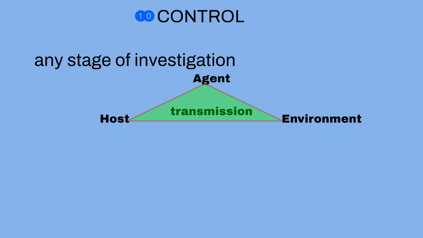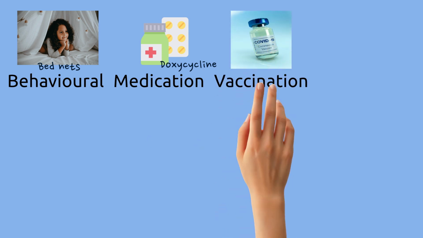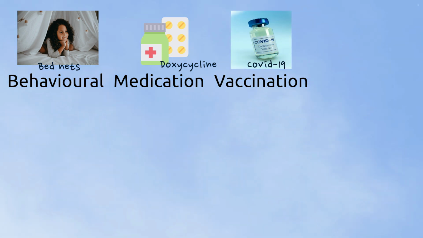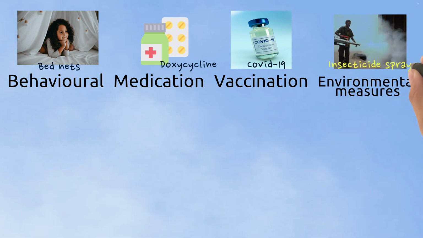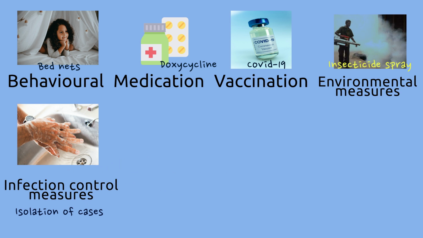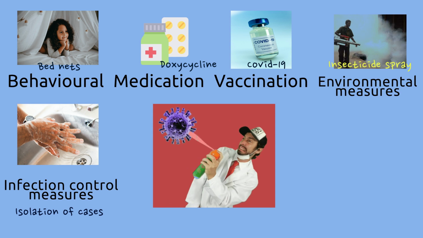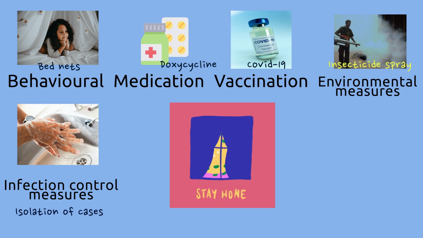Control measures include behavior interventions like using bed nets to protect against mosquito-borne disease, medication like doxycycline for cholera outbreaks, vaccination like giving the COVID vaccine during the COVID-19 outbreak, environmental measures like insecticide spraying during a malaria outbreak or improving water quality during a cholera outbreak, and infection control measures like isolating infectious cases, wearing appropriate personal protective equipment, and disinfection of medical equipment to restrict further spread of the infection.